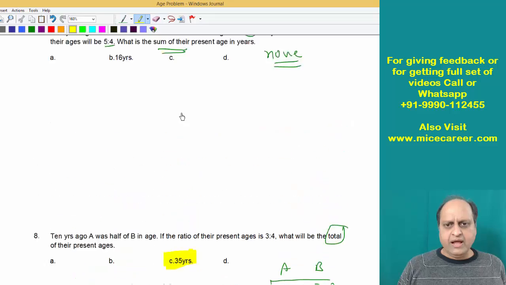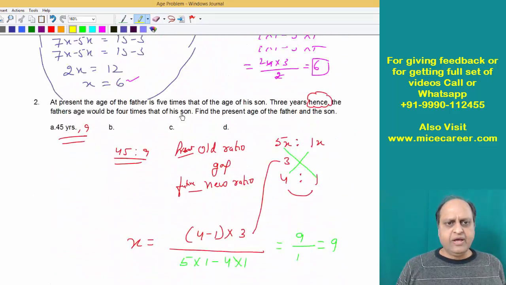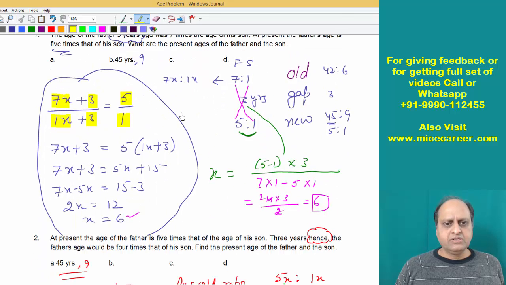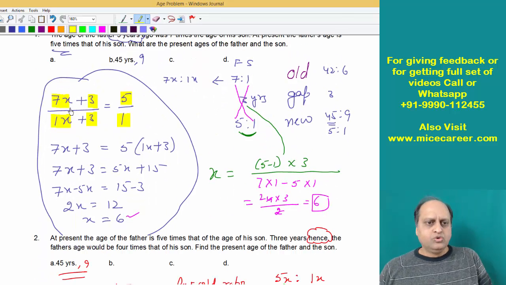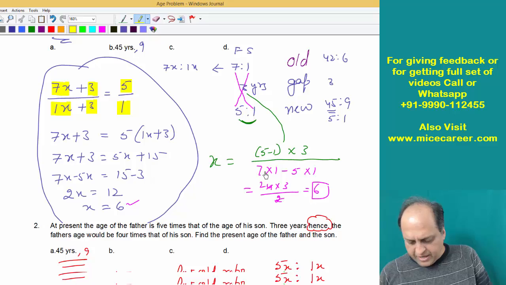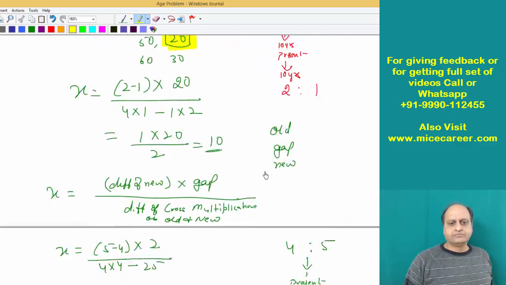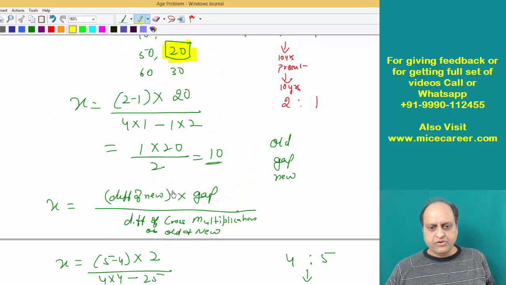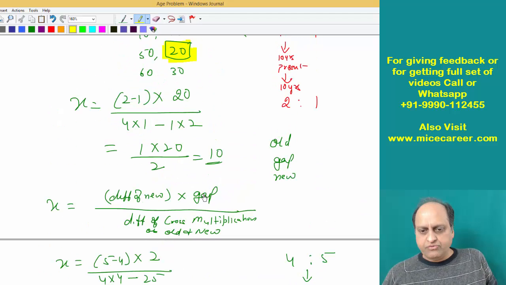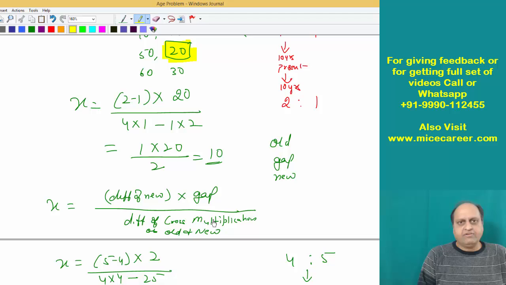Either you do it by the long method, like the way I did my first question, but then you will have to do a lot of steps to find out the value of x, or you directly find the value of x by applying this formula which I have written for you: difference of new ratio into gap of two ratios upon difference of cross multiplication of old and new. Rest is history. You have understood.